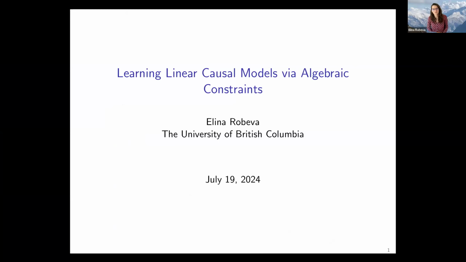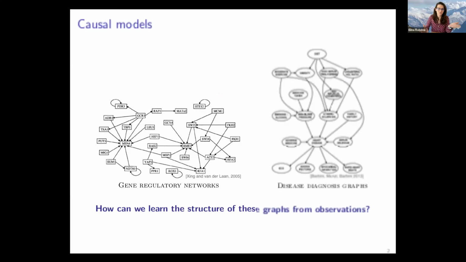Great, thanks, Joe. So today I'll talk about how to learn linear causal models using algebraic constraints. Causal models are useful in many areas in the sciences. Here I have two examples of gene regulatory networks and disease diagnosis graphs. And I think we're all in this session familiar with the importance of causal inference. And the question that I'll be asking is how can we learn the structure of these graphs from observational data?